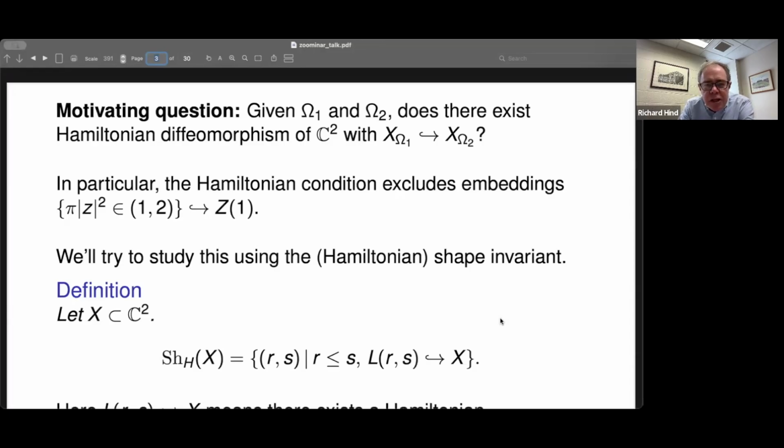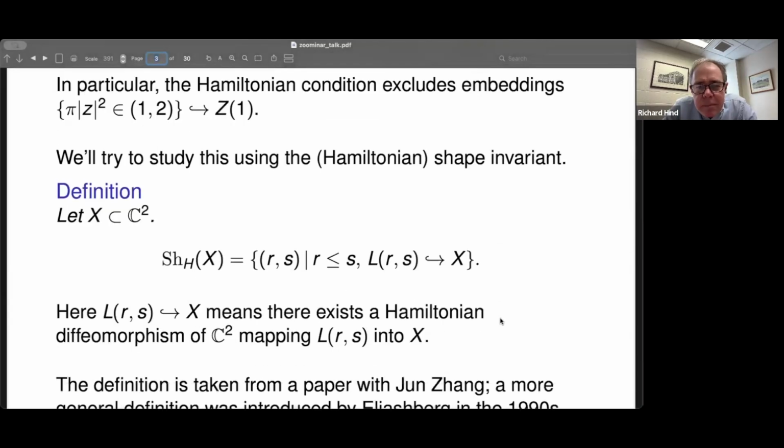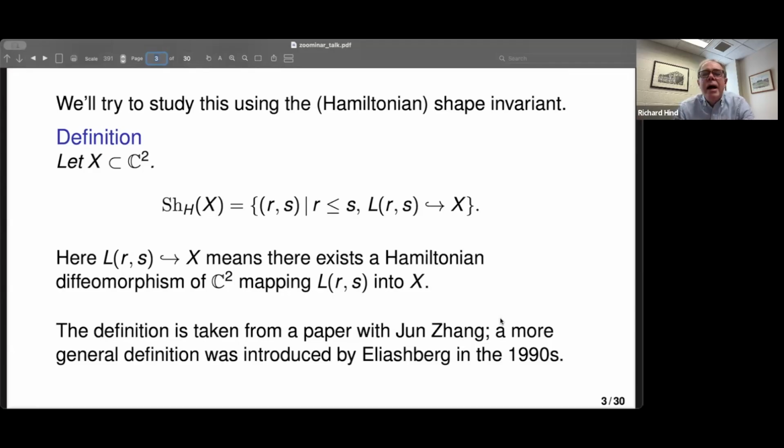Anyway, we'd like to solve that problem, and I'm going to try to investigate it using what we call the Hamiltonian shape invariant, which is this. All it's doing is recording pairs (R,S) such that the corresponding product Lagrangian L(R,S) embeds into X by a global Hamiltonian diffeomorphism. I might as well restrict to R less than S because L(R,S) is Hamiltonian diffeomorphic to L(S,R). So there's some symmetry here, and we can assume the shape sits inside R less than S. That's our definition.